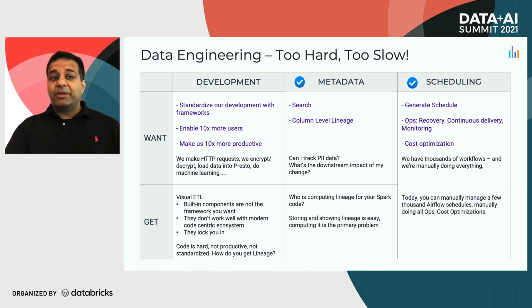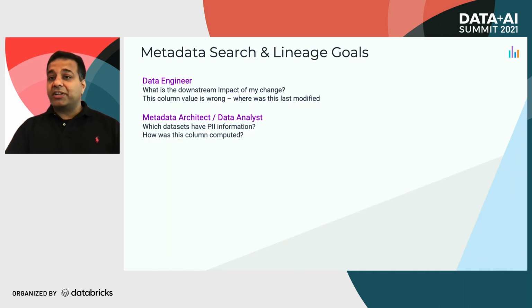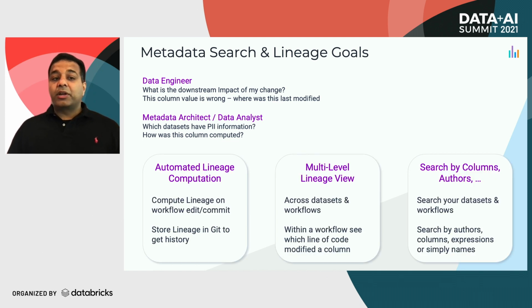So, as we mentioned before, if you're a data engineer, you have use cases of impact analysis and understanding, or you're a data analyst, you want to understand the value. If you're a metadata architect, you want to have PII information and so on. And these goals require a few features, right? So first is automated lineage computation. What that means is that if you have your code, can the lineage be automatically computed from there, and can it be stored?